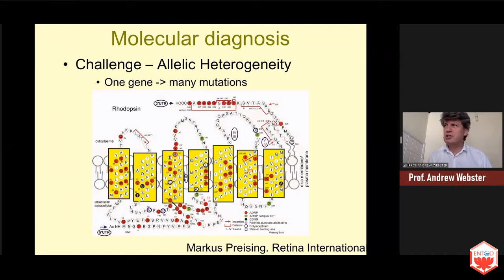And I find diagrams like this, from Marcus Pricing, Retina International, helpful just to show the complexity of the mutations that can happen in this G protein coupled receptor. It's the most prevalent protein in the retina. So you don't have to perturb it much for it to cause a toxic effect on photoreceptors.